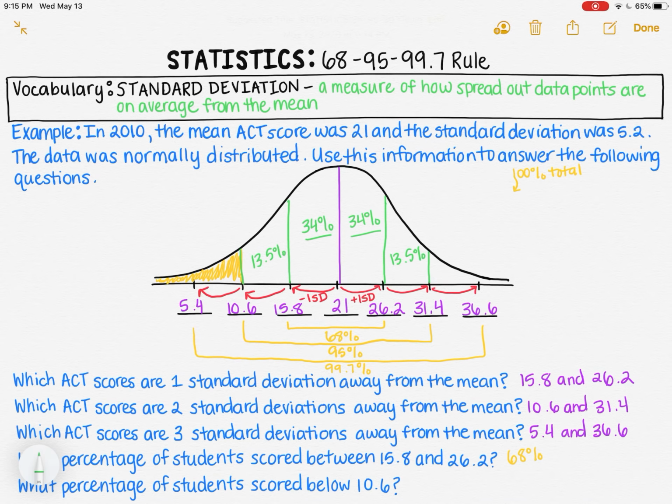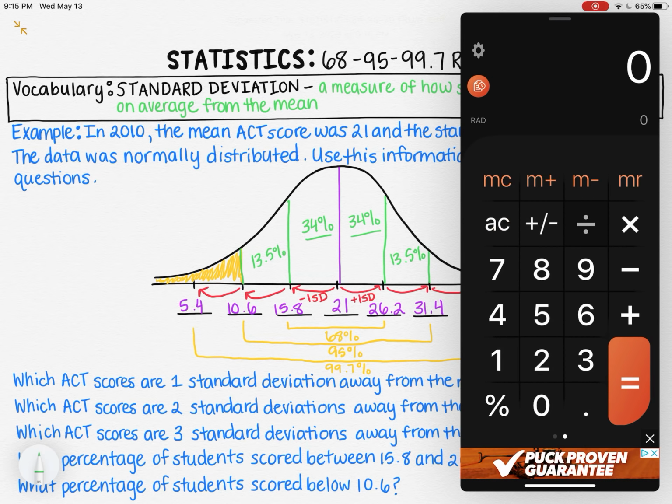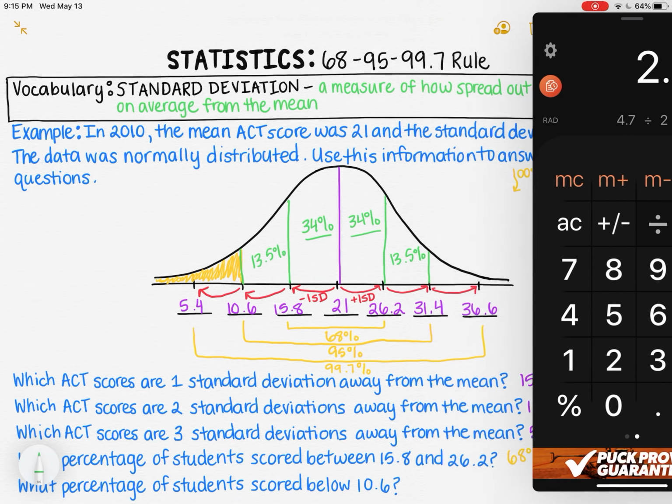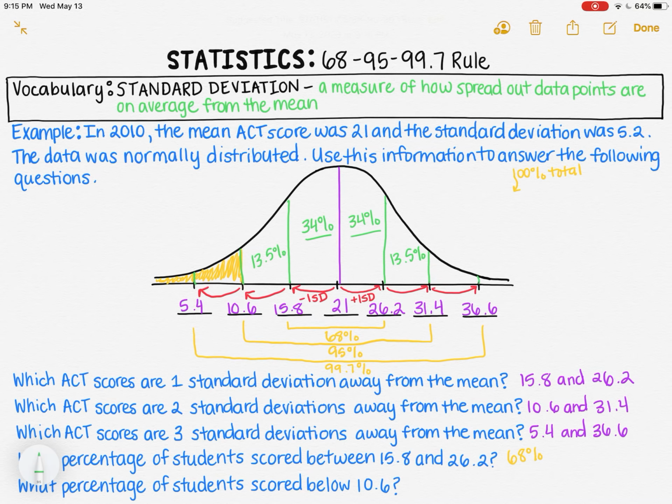Now I'm going to do the same thing again for 3 standard deviations away. I know that overall, this big section from the 3rd standard deviation below to the 3rd standard deviation above is 99.7%, but I've already accounted for 95%. So I'm going to subtract 99.7 minus 95, which gives me a leftover of 4.7% in the next 2 outer sections. But since there's 2 sections, I'm going to divide this by 2, and that tells me that each of these sections is 2.35%.